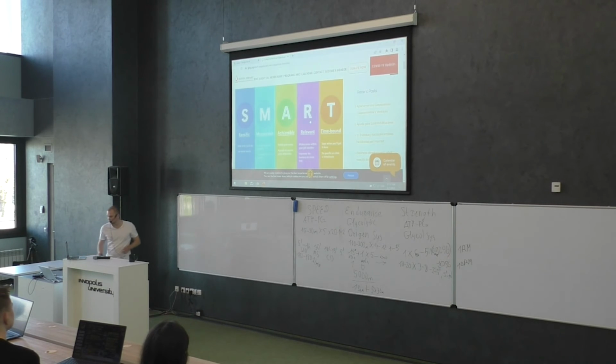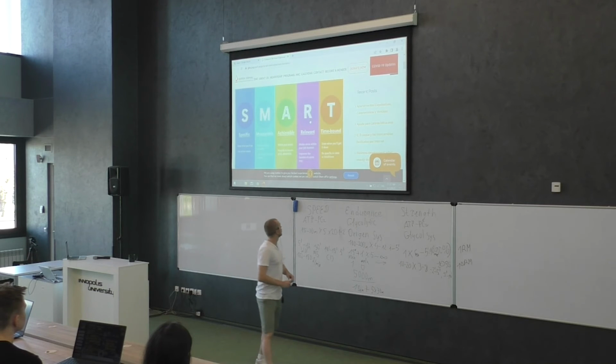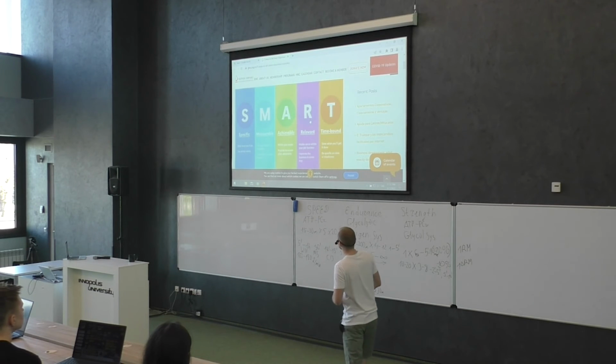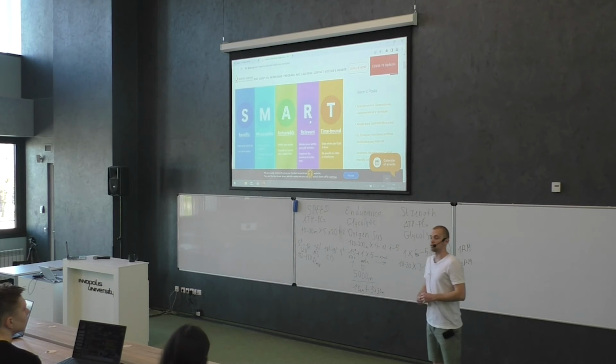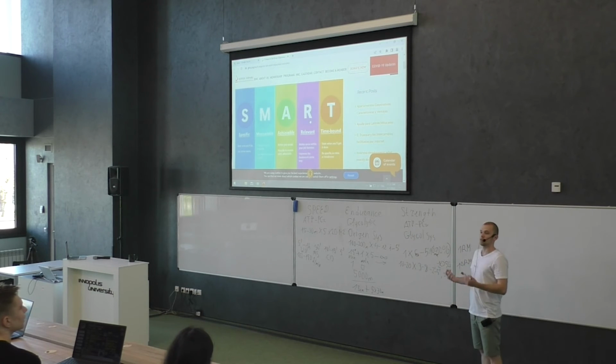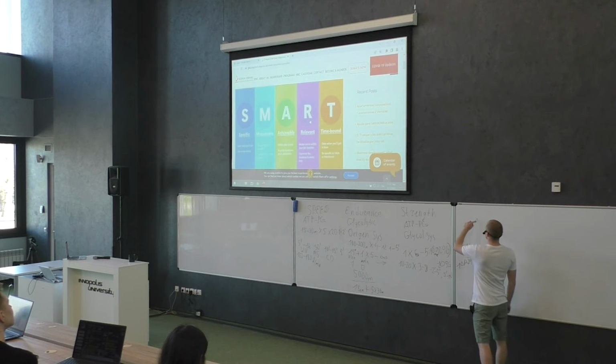So, your target should be specific, measurable, achievable, relevant, time-bound. For example, you want to lose weight. Okay, this is specific, measurable. Lose weight, how much? I want to lose, for example, 10 kilograms.